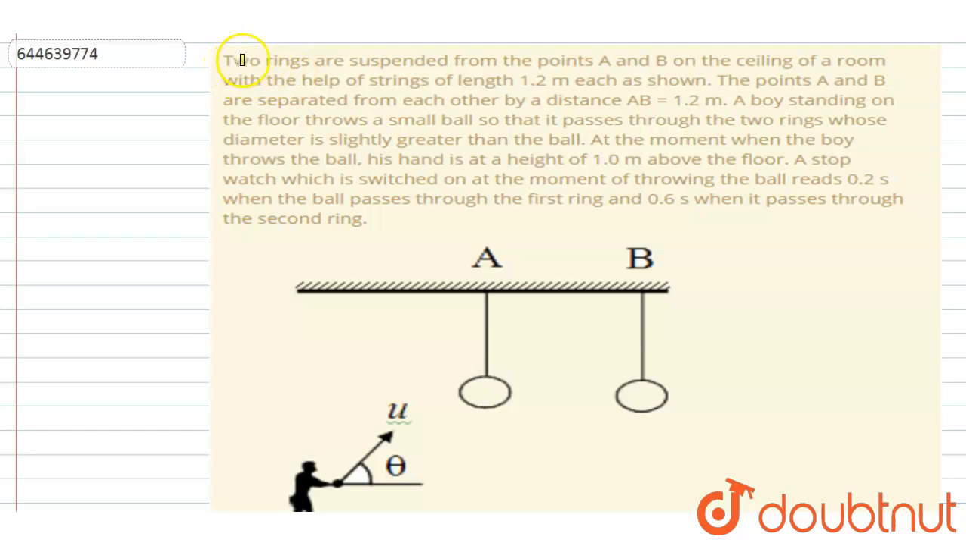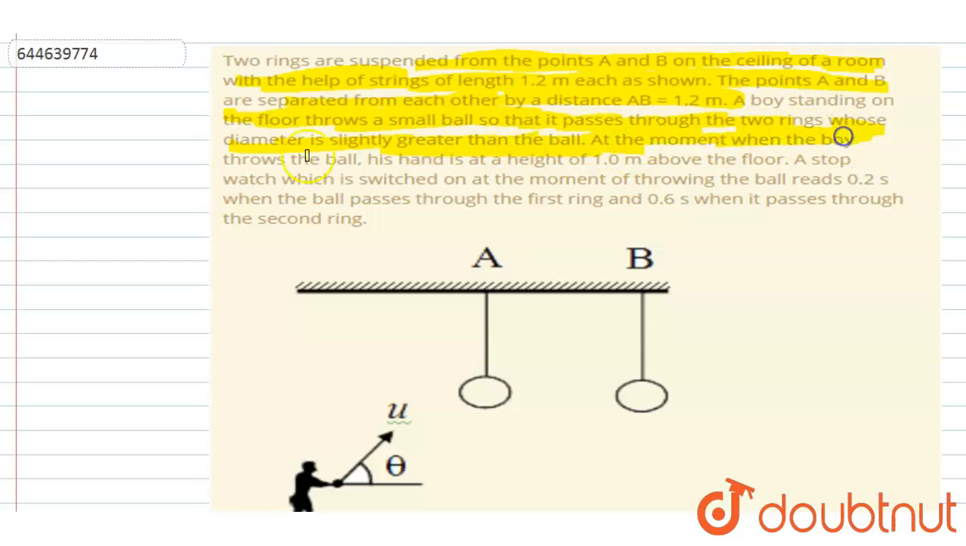Hello everyone, here is a paragraph question. Two rings are suspended from points A and B on the ceiling of a room with the help of strings of length 1.2 meter each, as shown. A and B are separated by a distance of 1.2 meter. A boy is standing on the floor and throws a ball so that it passes through the two rings, whose diameter is slightly greater than the ball.